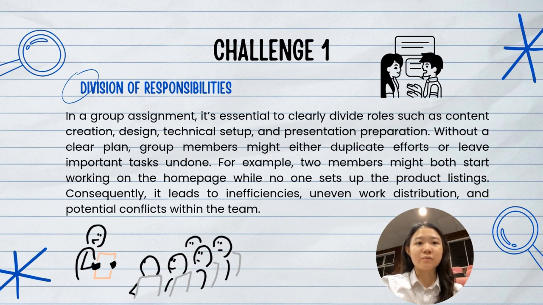The first challenge that we faced when building our website is the division of responsibilities. In a group assignment, it is essential to clearly divide roles such as content creation, design, technical setup, and presentation preparation. Without a clear plan, group members might either duplicate efforts or leave important tasks undone. For example, two members might both start working on the homepage while no one starts on the product listings. Consequently, it leads to inefficiencies, uneven work distribution, and potential conflicts within the team.